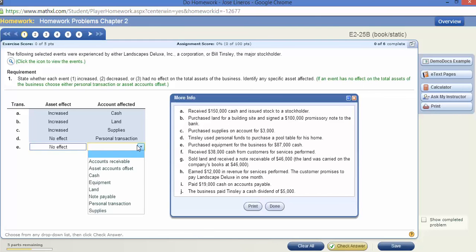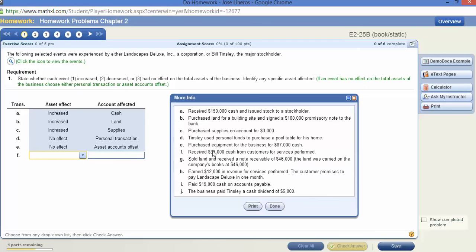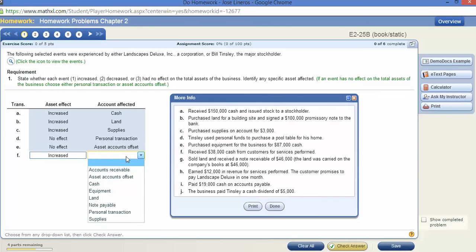This is the asset accounts offset, where one moves basically in and out of the same asset account. Let's look at F. You got $38,000 cash from customers for services performed. So you perform some services, so that's like revenue, and you receive $38,000 of cash. Well, obviously, if you're up $38,000, that means you're going to increase. The only question is, what are you increasing? In this case, we're increasing cash. The other side of this entry is service revenue, which does not affect total assets directly.